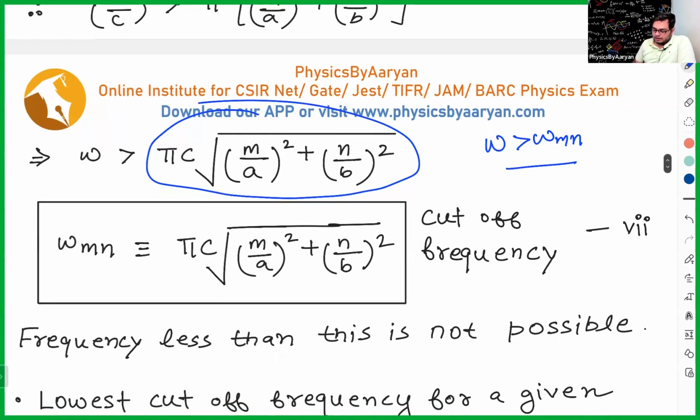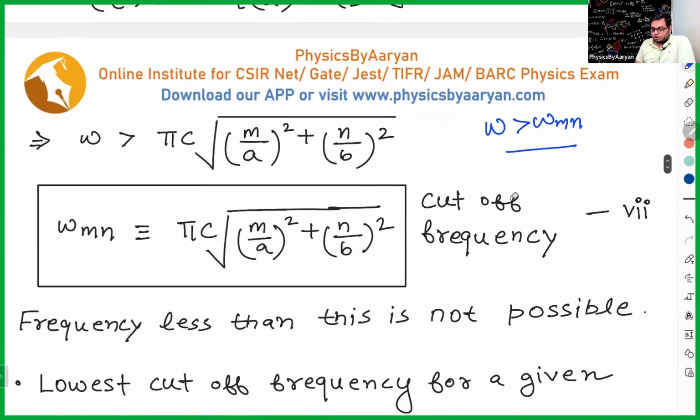Another important formula, and this formula is for the cutoff frequency. The formula for cutoff frequency is omega mn. Omega mn is given by pi c times the under root of m by a square plus n by b square. a is the length, b is the breadth, pi you know, c you know, mn is a mode, 1 2, 2 1, 1 1, 1 0, something like this, right? So this is the cutoff frequency.